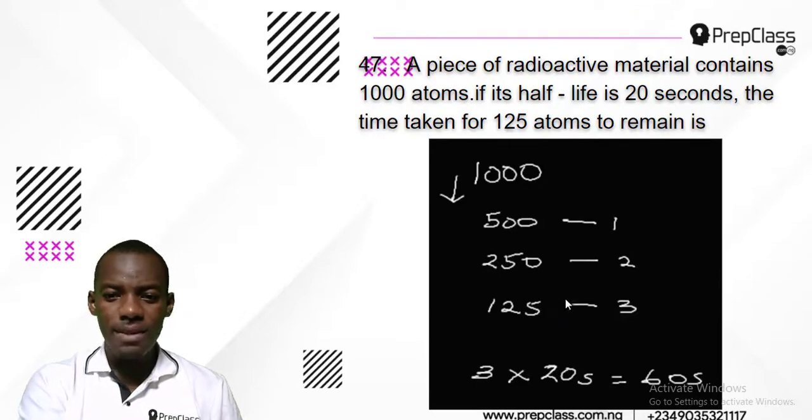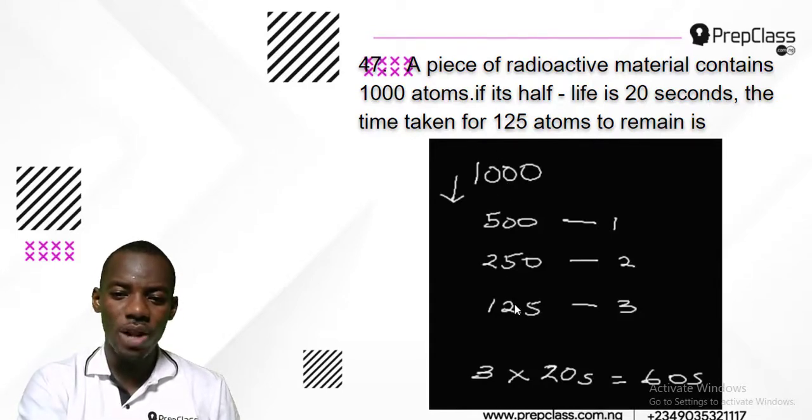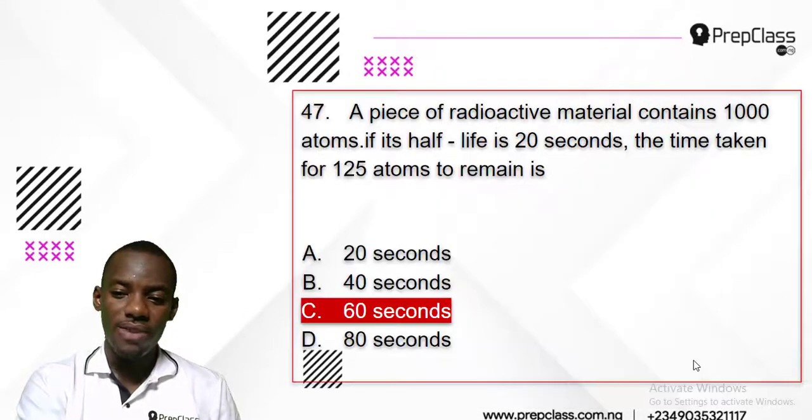Then the next thing is to multiply this 3 by the time. That will become 3 times 20 seconds, and that makes the answer 60 seconds. It is that simple. Just break it down. How long will it take for this 1,000 to disintegrate to 125? It will take 3 steps, and that's 3 times the 20 seconds, and that gives me 60 seconds as my answer.